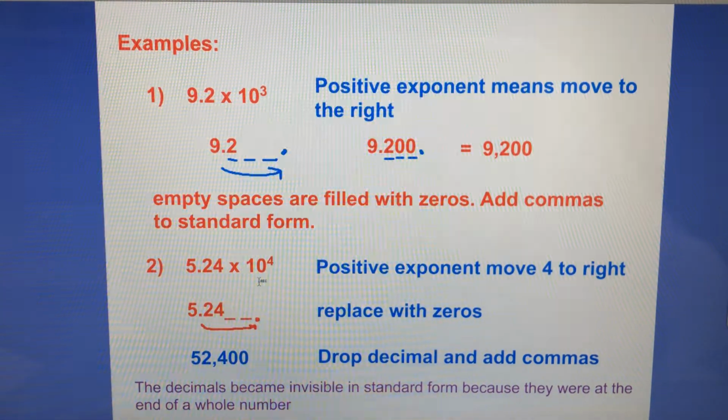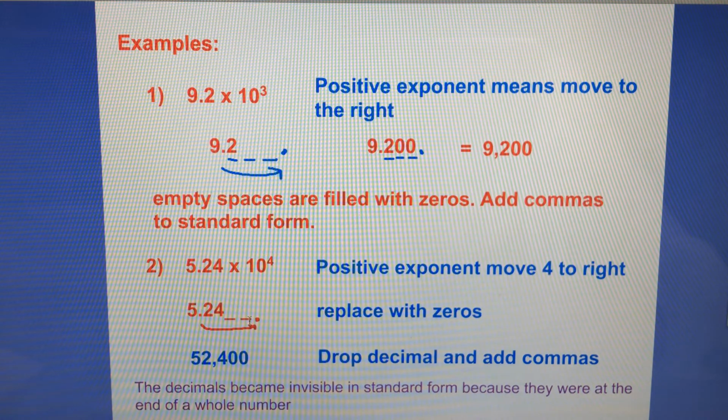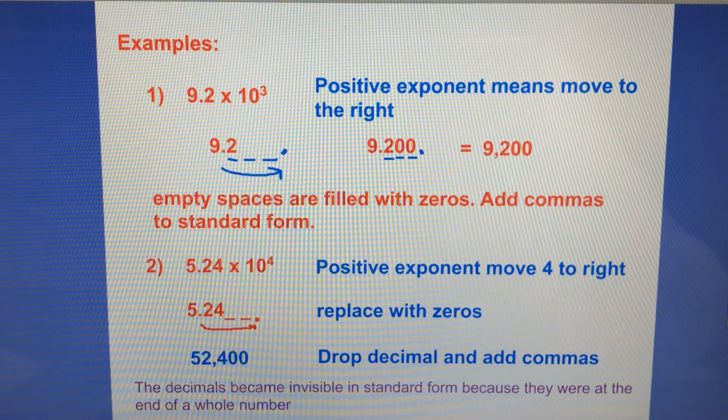5.24 times 10 to the 4th, move it to the right, 4 spaces. Replace all these empties with zeros. Add your commas. The decimals become invisible in standard form because they were at the end of the whole number.